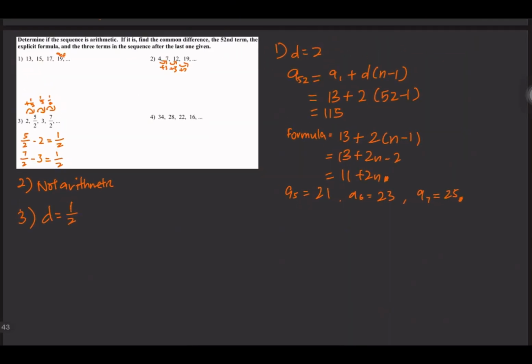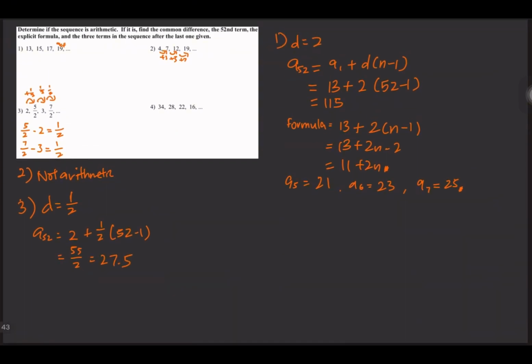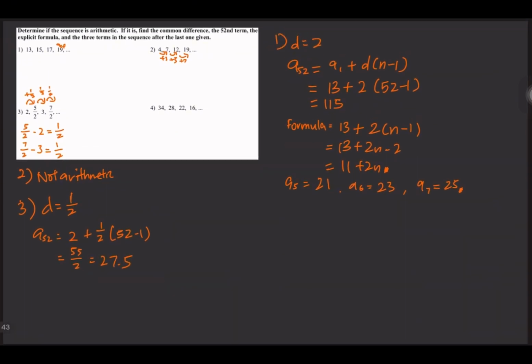Right? And then the 52nd term, of course, as always, A52 equals the first term 2 plus one half, d, times n minus 1, 52 minus 1. And what will you get? We will get 27.5, or you can say 55 over 2.